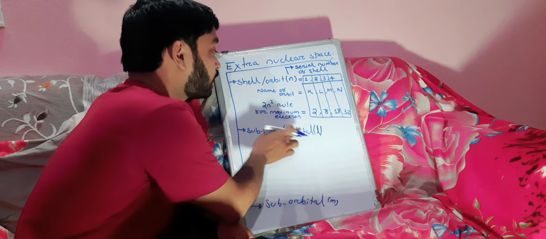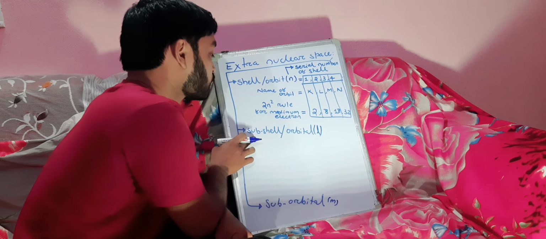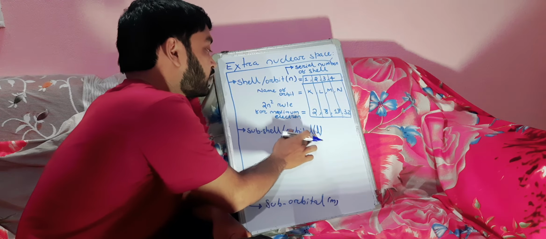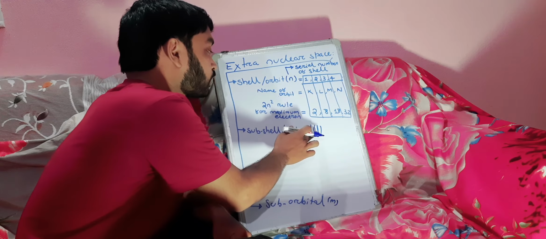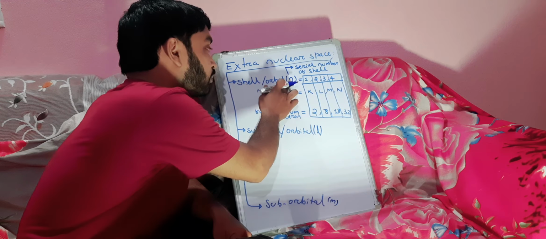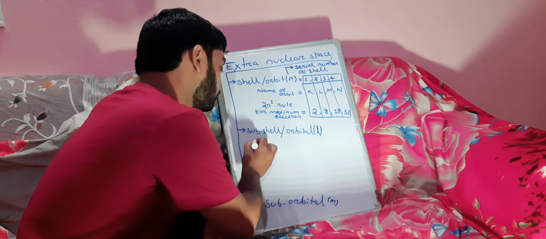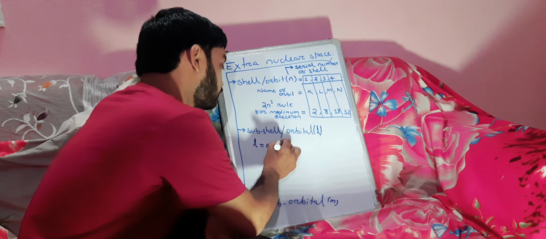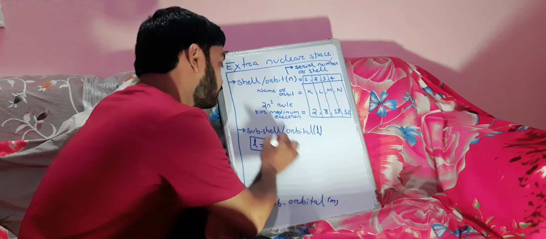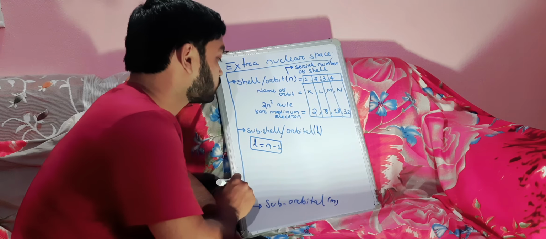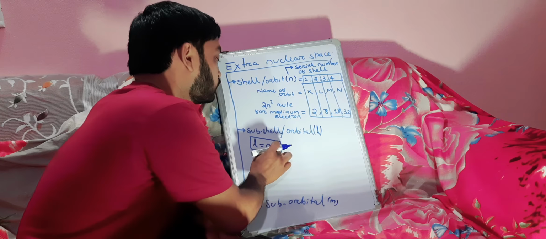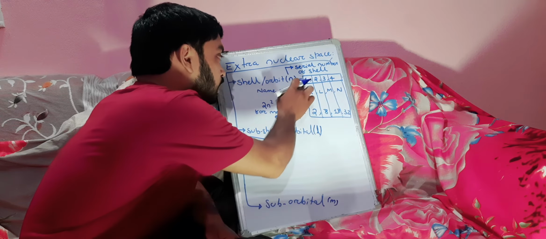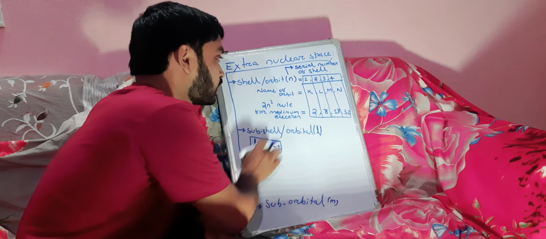As the name shows, subcell comes under cell. So the L value that expresses the subcell is derived from the n value. That means the formula L equal to n minus 1 will give you the idea about the subcell. So from the L value we can know in detail about the subcell.